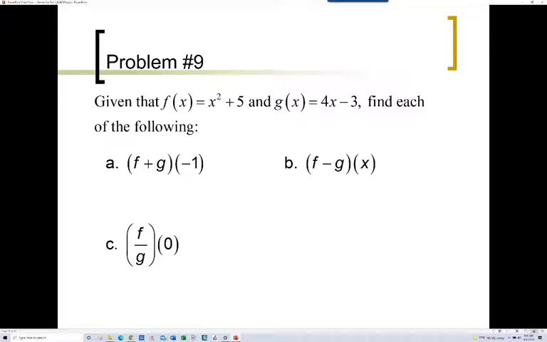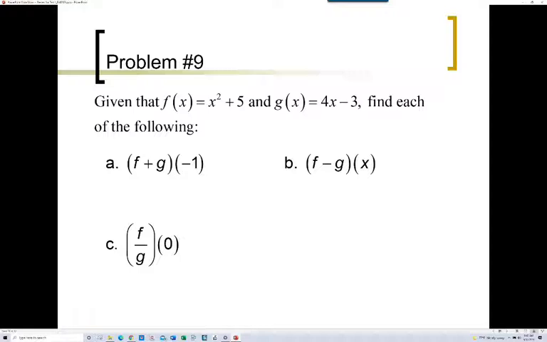All right, we're in the second of two videos where we're looking at the review for test 1. So on number 9, we've got f of x equals x squared plus 5, and g of x equals 4x minus 3. So in A, we're supposed to find f plus g of negative 1.